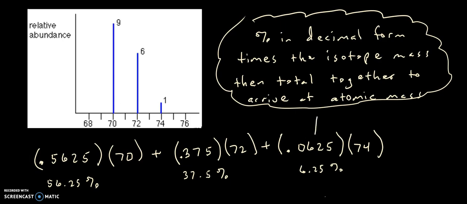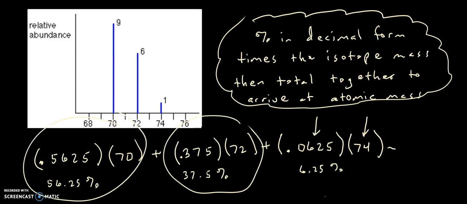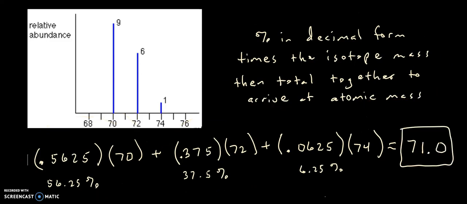So we have, in this case, 6.25%, we'd say it's 0.0625, times the isotope mass that we have, 74, for the one that had the 6.25%. We do likewise for our other two isotopes. Add these all together. When we add this up, that'll give us the atomic mass for this element. In this case, we end up with an average atomic mass of 71.0 for the data that we have in this particular mass spectrograph.